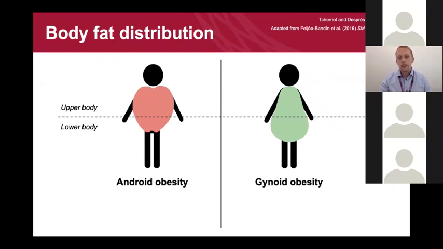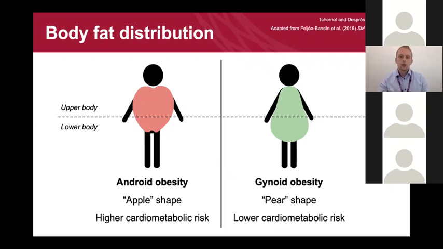You may have heard of these referred to more commonly as the apple shape and the pear shape. Those individuals with the android or apple shape tend to store more fat around the trunk, more specifically in their abdominal region, which we refer to as central obesity. And importantly, this is associated with higher cardiometabolic risk.